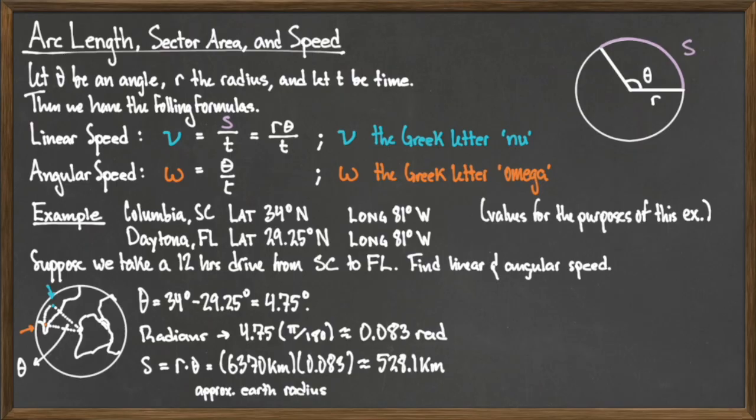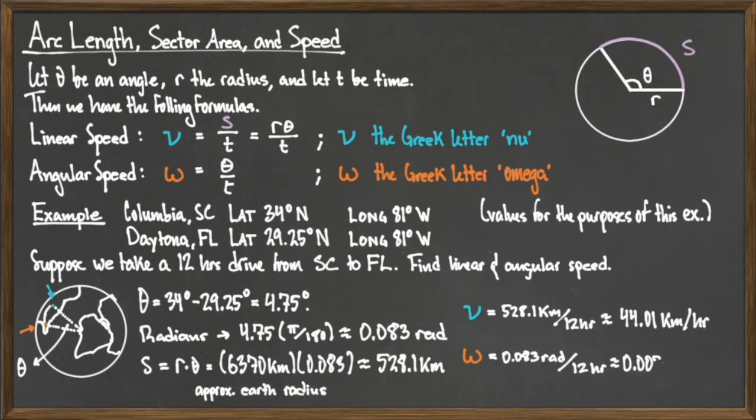because of the problem for computational convenience. So to compute linear and angular speed, we need the arc length s, which we have, we need the angle theta, which we have, and we need the time t, which was given to us in the problem. This allows me to compute my values for nu and omega as follows. For our linear speed, we'll get a value of 44.01 kilometers per hour, and for our angular speed, we'll get a value of 0.007 radians per hour.